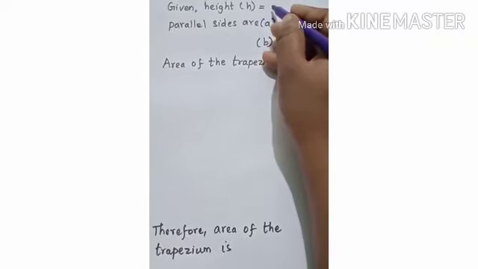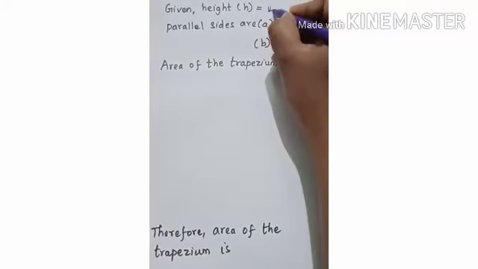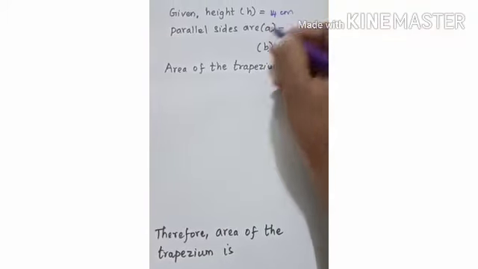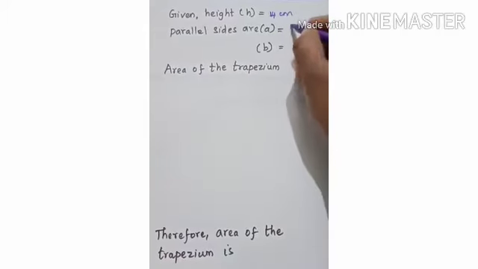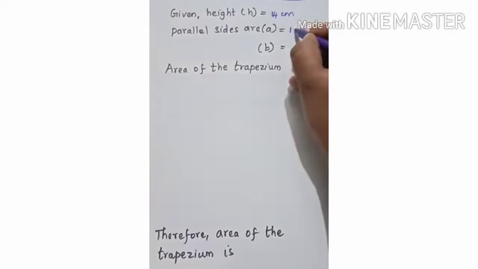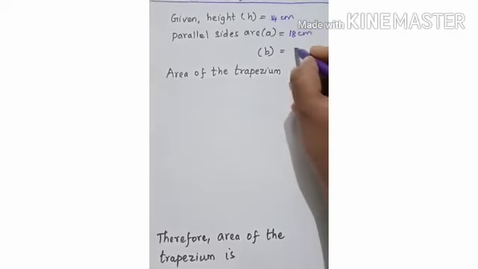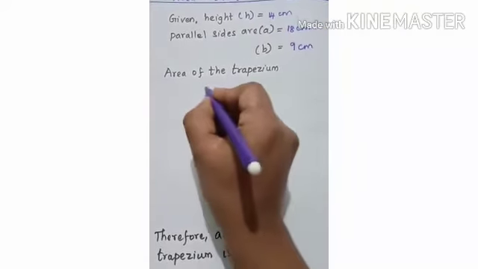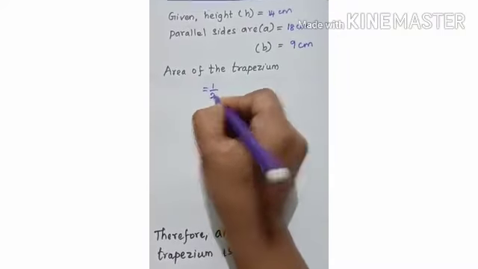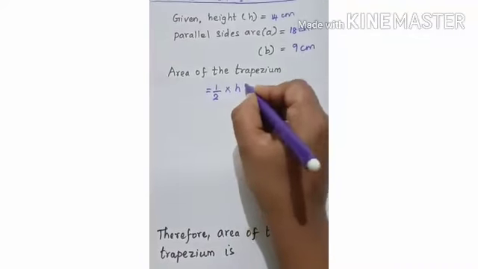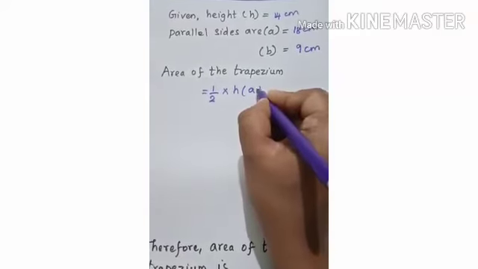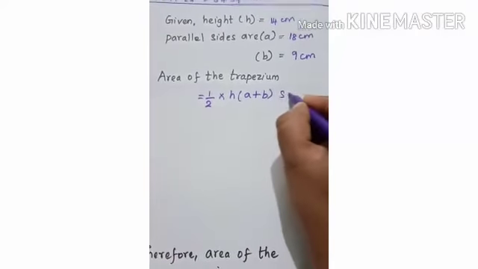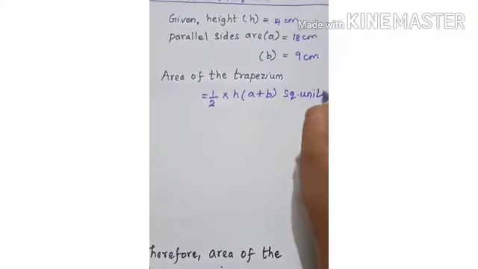Write down the given values. H is equal to 14 cm. Parallel sides are, what are the parallel sides? 18 cm and 9 cm. Now we have to find the area of the trapezium, that is 1 by 2 into H into A plus B square units.